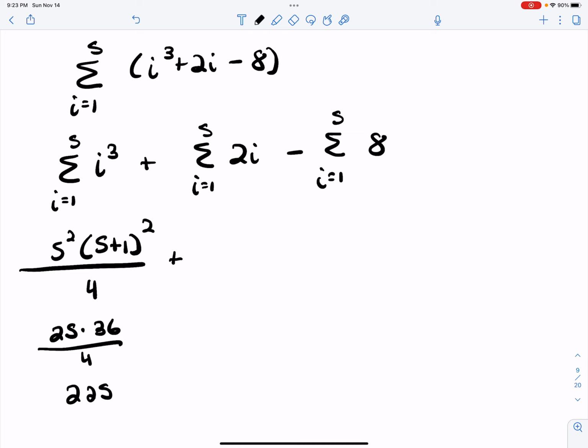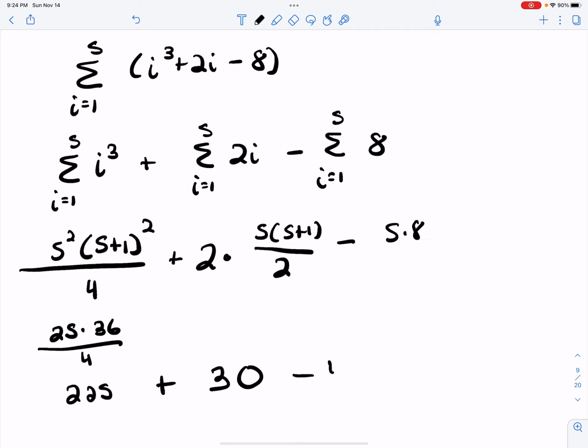Plus, we can do 2 times the sum of i equals 1 to 5 of i. So 5 times 5 plus 1 over 2. So basically 5 times 6, which is plus 30, because the 2's cancel. And then down here, you just basically do 5 times 8, which is a minus 40. And when we add them up, we get 215. So just using our lovely rules to make things a little faster.